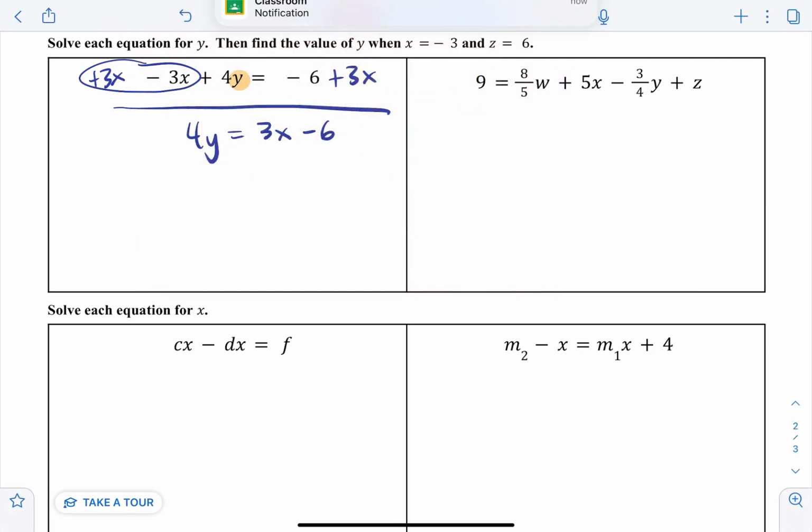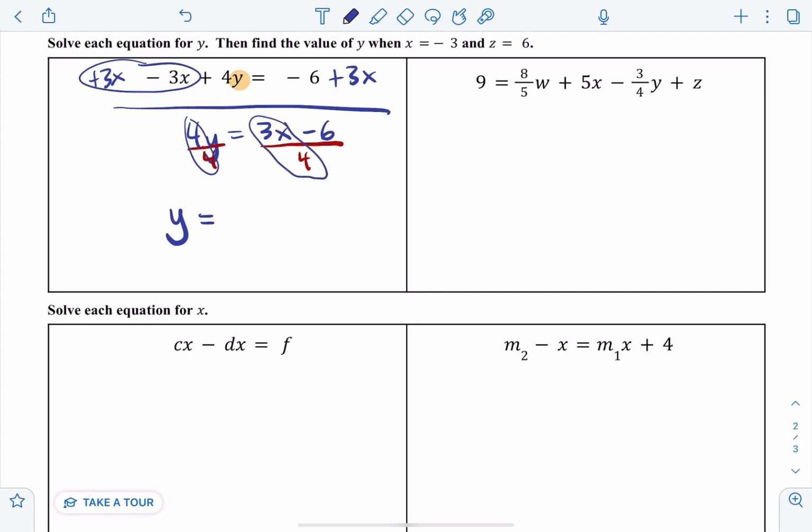And then the last thing that we would want to do is get rid of the 4, which we can do by undoing multiplication. One great way to do that is to divide by 4. Then every single term on that side is also going to have to get divided by 4 as well. So we're going to get just 1y because we know that 4 divided by 4 is just going to equal 1. And then right here, you're going to divide that, and it's really just going to be 3/4 times x, and 3/4 can't be reduced.